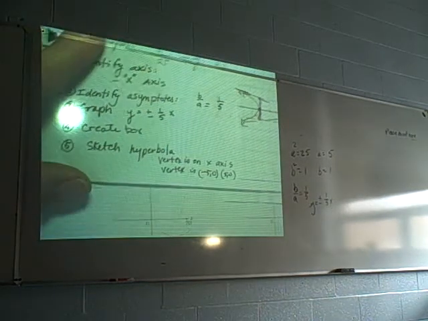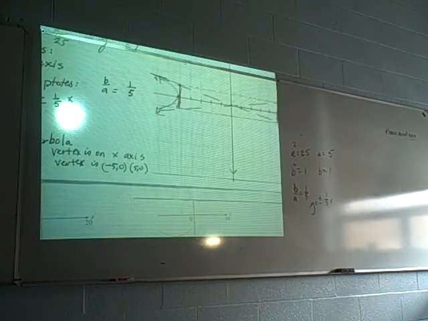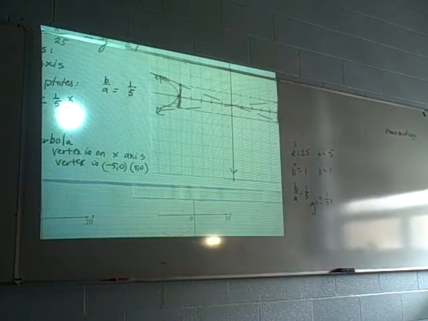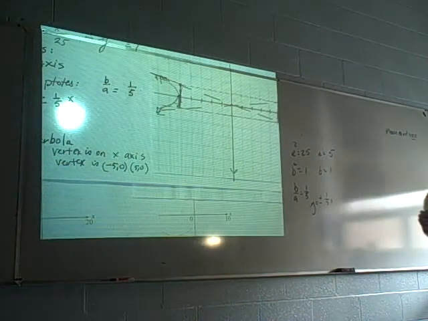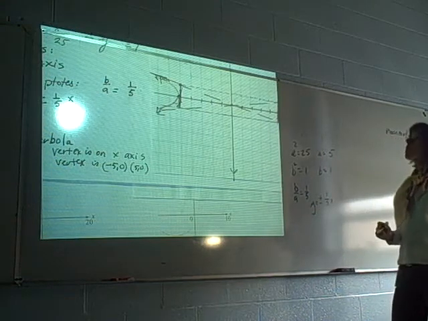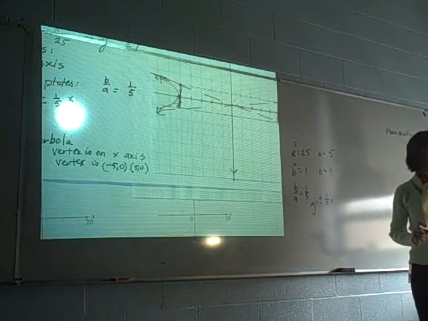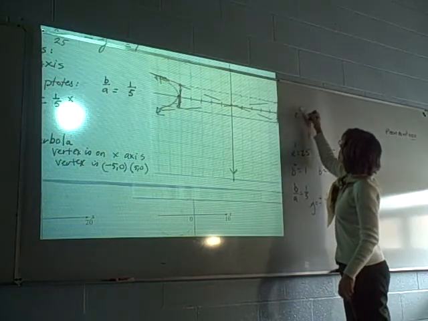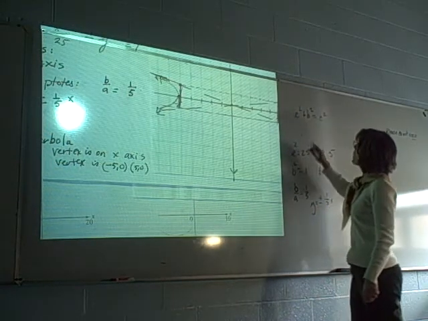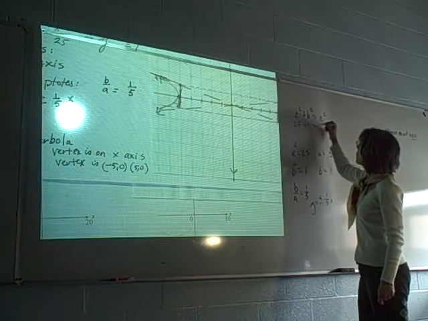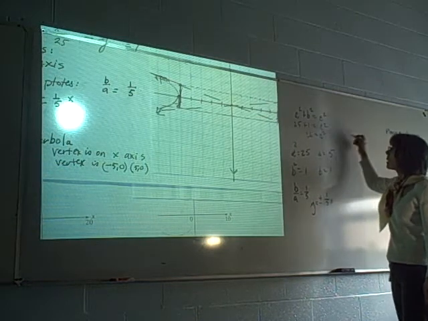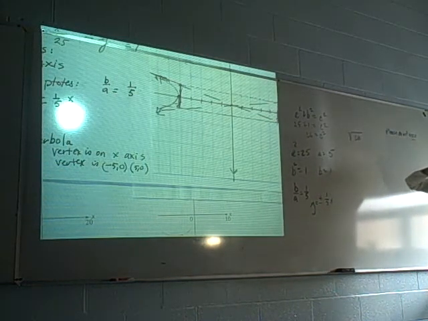So how would we find the foci? The formula is a squared plus b squared equals c squared, except it's different because you're subtracting b squared. Is it a subtract? No, this is a plus. So I have a squared plus b squared equals c squared. I'm going to have 25 plus 1 equals c squared, and 26 equals c squared, so c is the square root of 26.